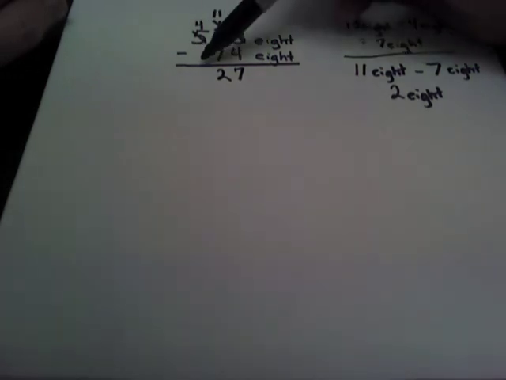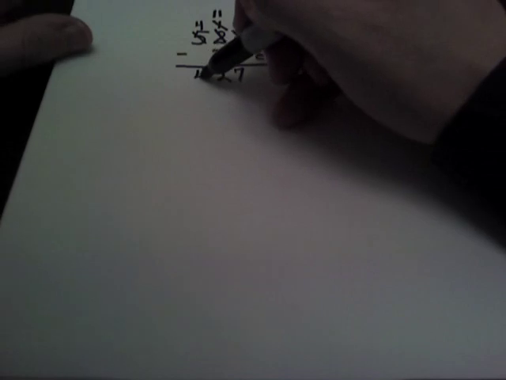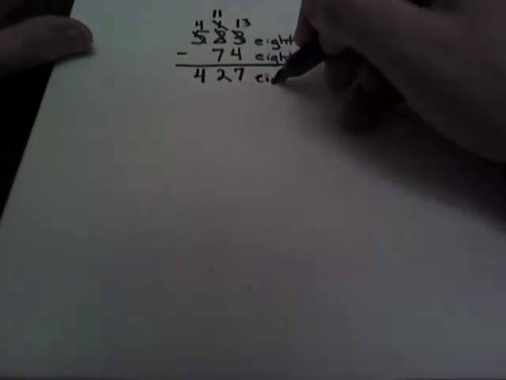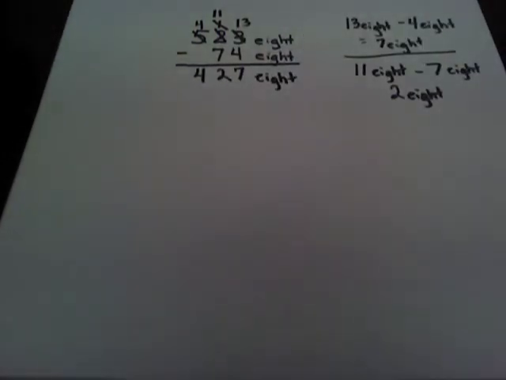And there's nothing to subtract from the 4 in this third place, so we'll bring down the 4. And we have found in this example that 5, 2, 3 base 8 subtract 7, 4 base 8 gives us an answer of 427 base 8.